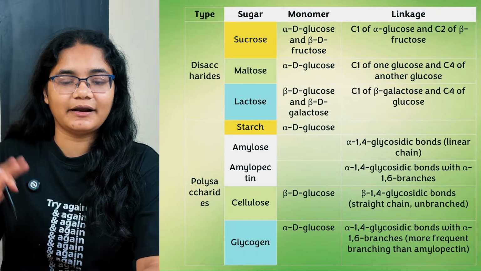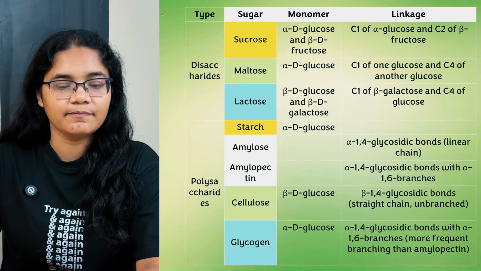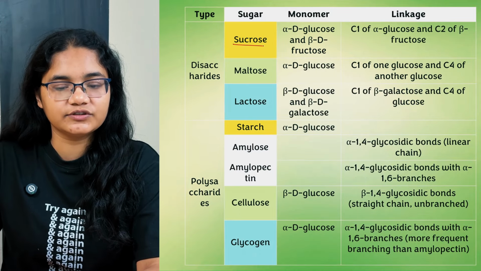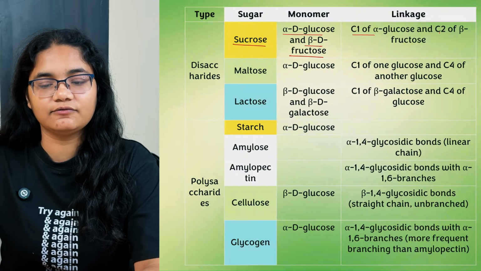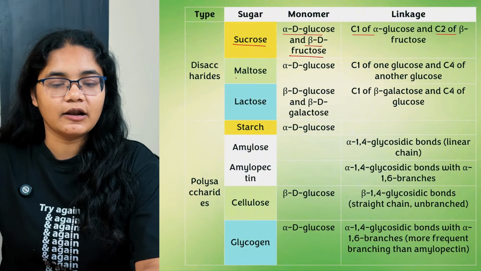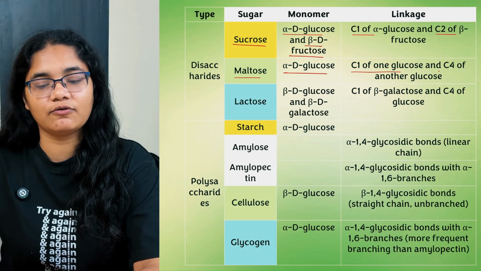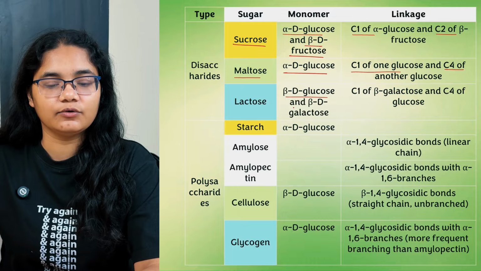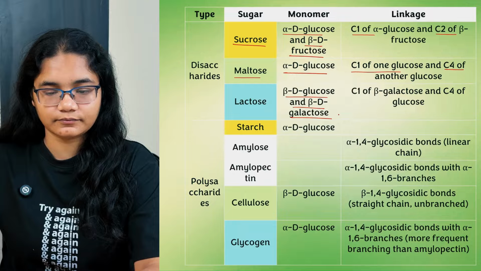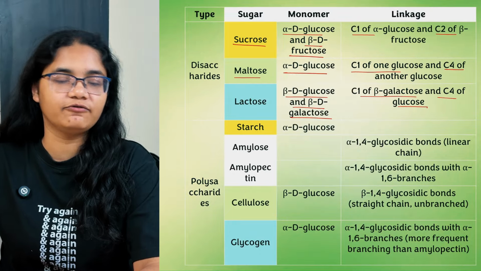Now I'll be summarizing whatever connections we have studied in disaccharides and polysaccharides. In disaccharides, the sucrose monomer units are alpha D glucose and beta D fructose, and there is a C1 to C2 linkage. Now in maltose, the monomer unit is alpha D glucose, and here you have C1 of one glucose to C4 of another. Now lactose is made up of beta D glucose and beta D galactose. So here it is C1 of beta D galactose to C4 of glucose.